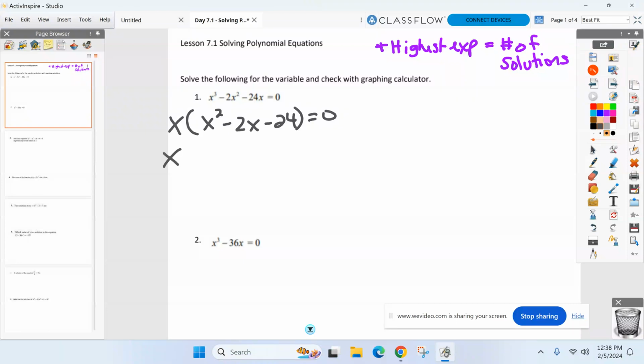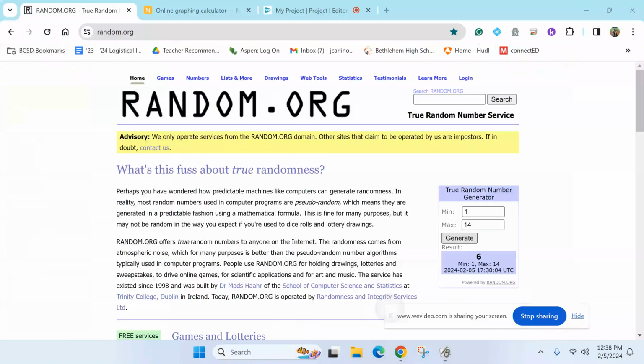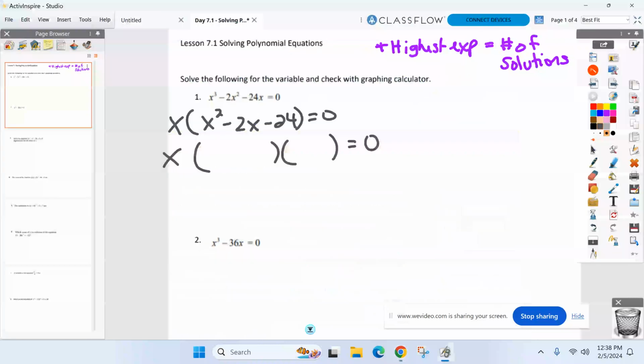So factor what's inside the parentheses. Two numbers that multiply to negative 24 but add to negative 2. Start thinking about those numbers. Marnie, got those numbers? 4 and negative 6. Positive 4 and negative 6, good.